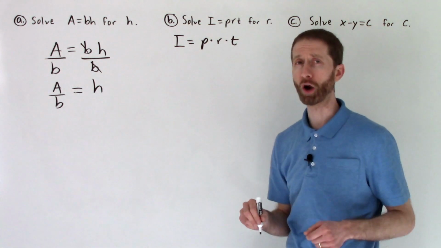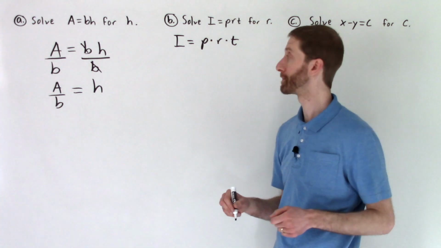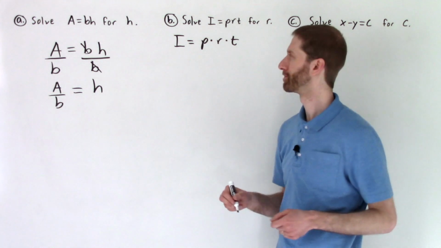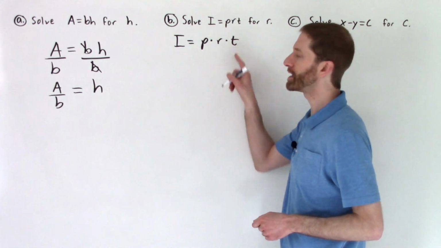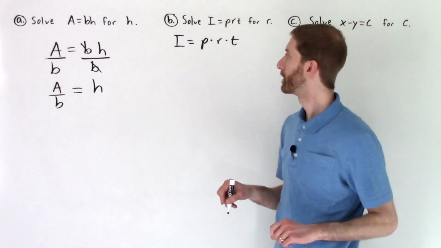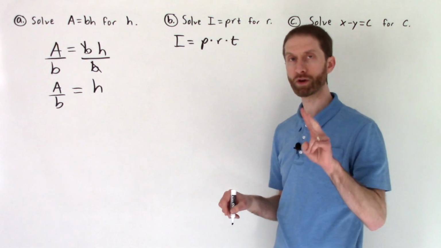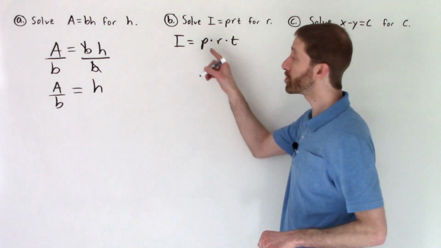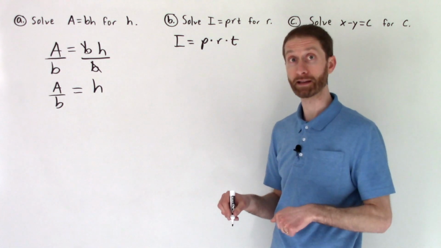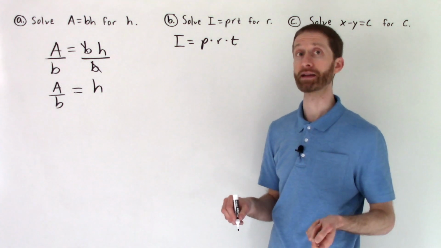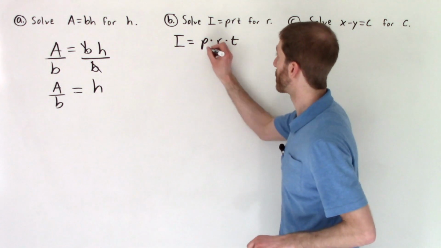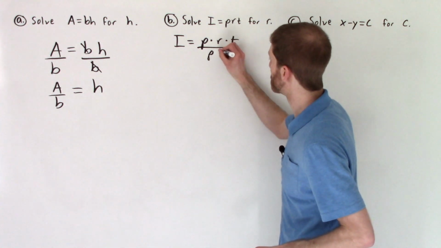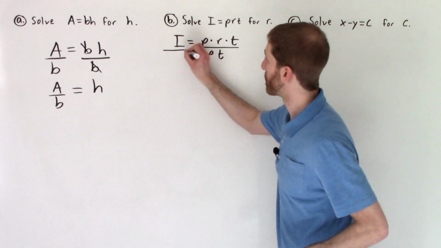If we're going to solve for R, we need to undo what's being done to it. Well, what is being done to R? Well, P and T are both multiplying by R. So they're two numbers being multiplied by R. I'm going to do this all in one step. I'm going to undo multiplication by P times T by dividing by P times T. So I'll divide everything by P times T. And I'll do that to both sides.